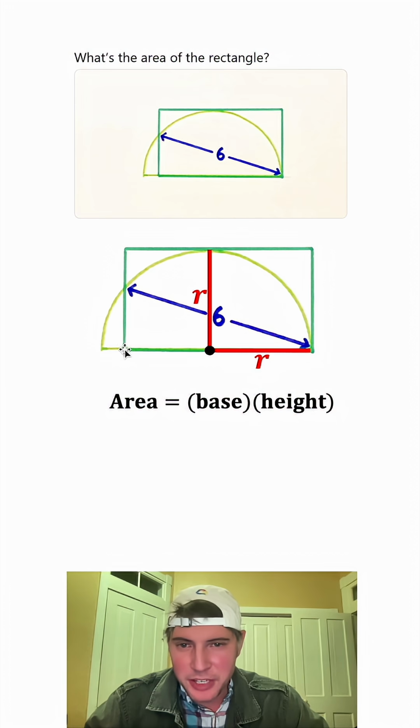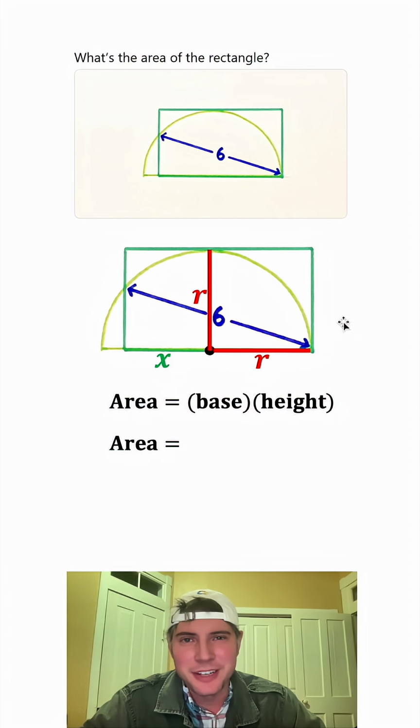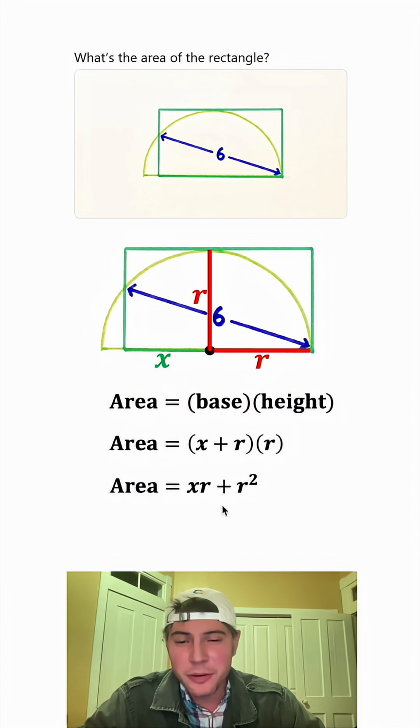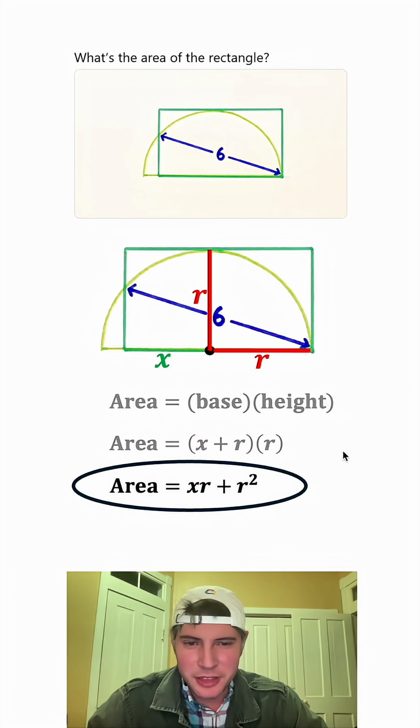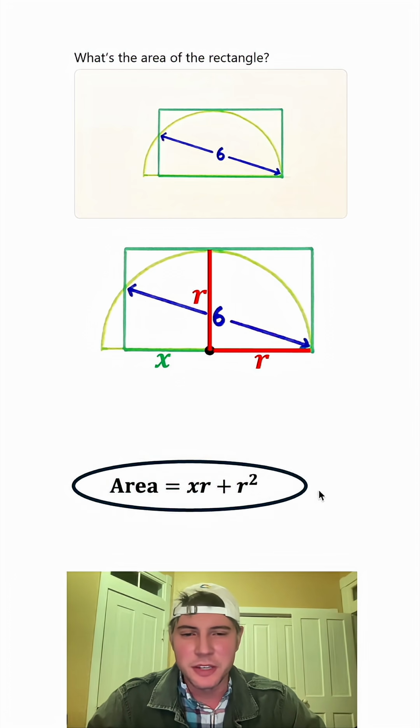And to finish up the base of our rectangle, it's not quite a full radius, so let's just give it a variable x. So now we can express the area of the rectangle. The base is x plus r, and the height is equal to r. And then we can distribute that. X times r is xr, and r times r is r squared. So the area of our rectangle is xr plus r squared. This looks important. Let's put an ellipse around it. And I don't think we need this stuff anymore. And let's move this down here.